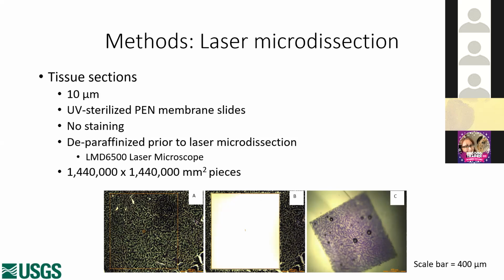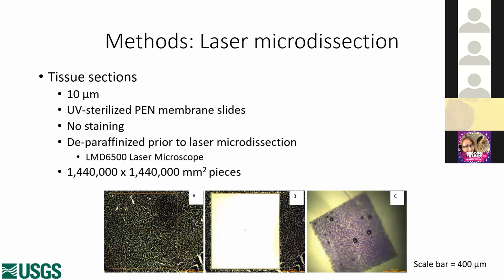They were sectioned onto UV sterilized PEN membrane slides, and these are slides that have a special membrane on the top that the tissue is dried onto, and then when you cut out the section, it drops down. It's still attached to the membrane, but the membrane does not interfere with any extraction methods.